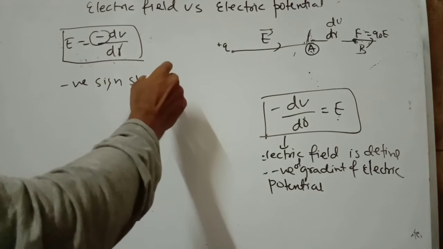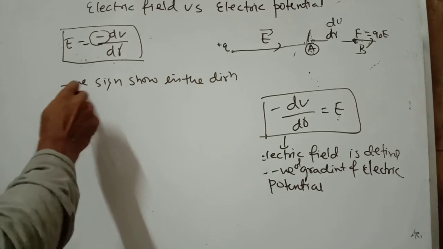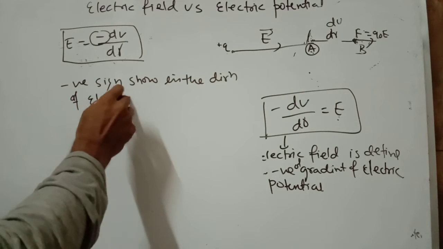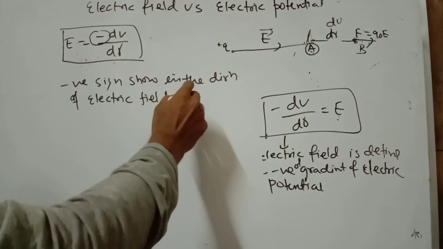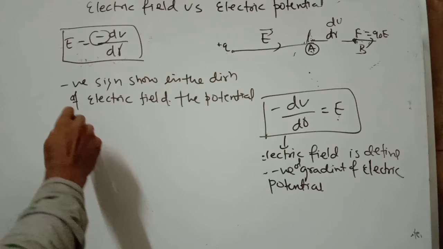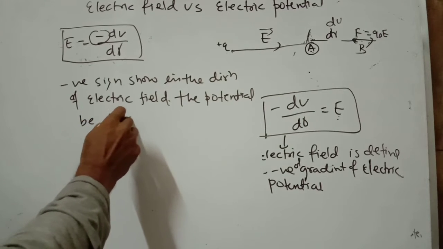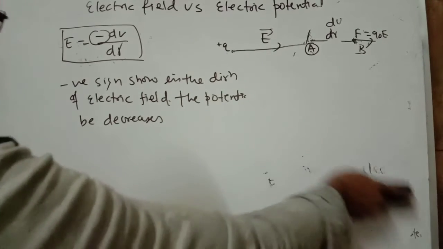Here, in the direction of the electric field, the potential will decrease. Okay, so now I am going to explain.